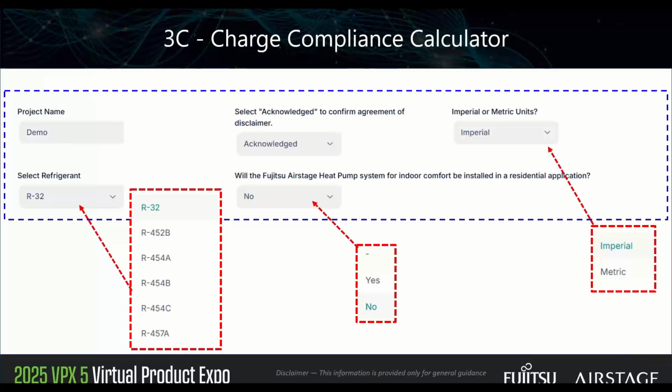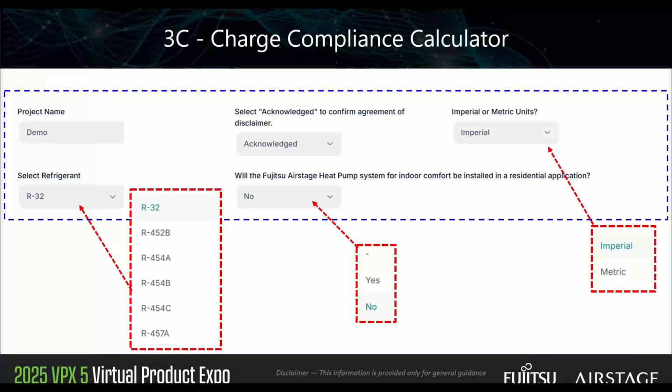Top middle, I acknowledge the disclaimer. There's a disclaimer, of course, with this calculator. Top right corner, I picked the imperial units. Could do metric for Canada perhaps, but I picked the imperial. And then in the middle bottom, the question is: is this for a residential application? I said no. If it is residential, I would say yes, and then we get other inputs to do on the following slides, but I said no because we're going to focus on non-residential stuff, and that is standard 15.